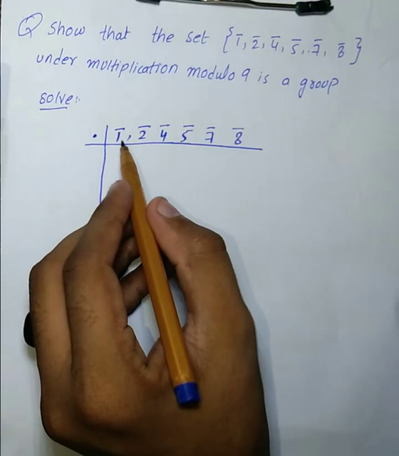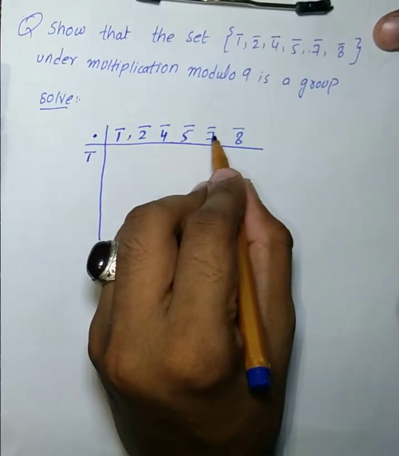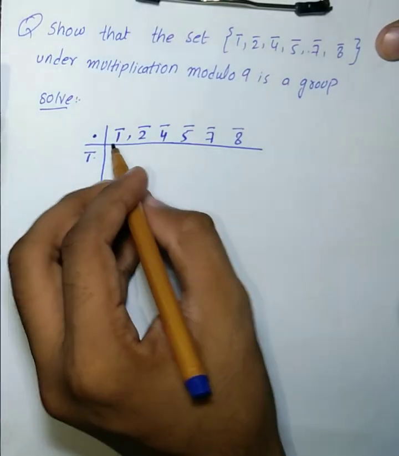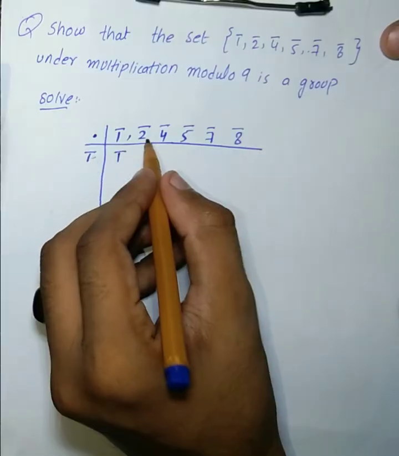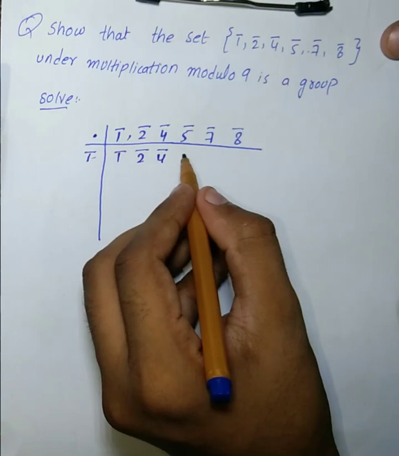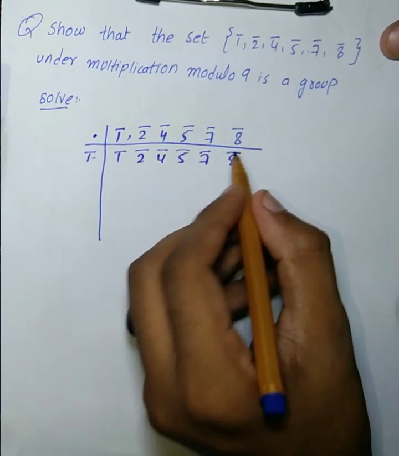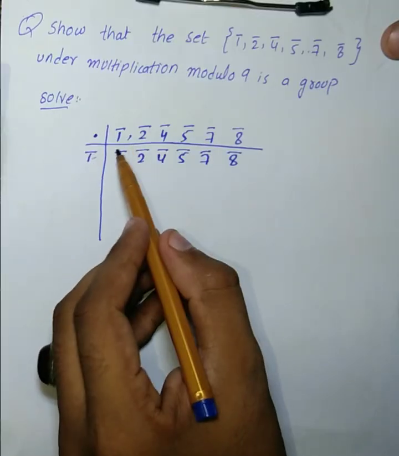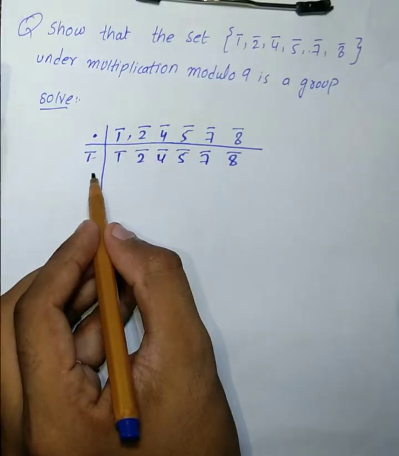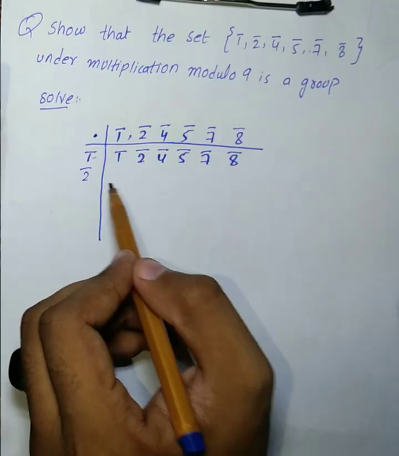Starting with the first element, we multiply it with all the elements. 1 times 1, and 2 times 2. 1 times 2 is 2, 1 times 4 is 4, then 5, 7 and 8. The 1 is multiplied by all the elements, and the second is 2, using the same method: all the elements multiplied by 2.